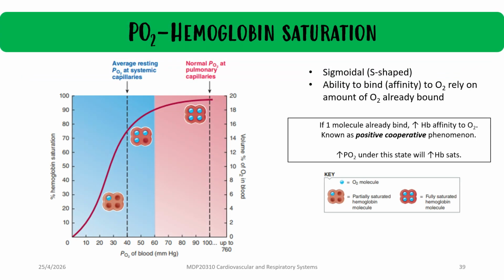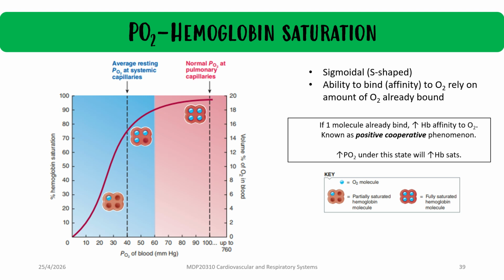Now, this is known as the oxygen hemoglobin curve. This graph shows how oxygen binds to hemoglobin at different partial pressures. Partial pressure is on the x-axis, and the hemoglobin oxygen saturation is on the y-axis. To simplify, this curve simply shows how easily hemoglobin picks up oxygen or releases oxygen, depending on the oxygen level.